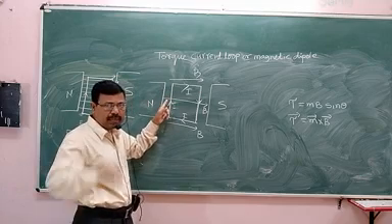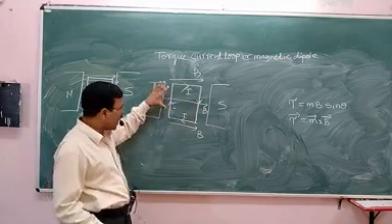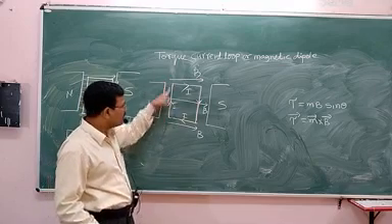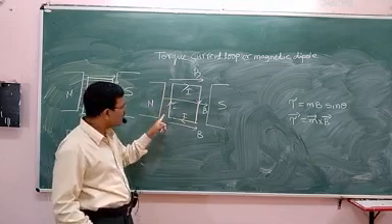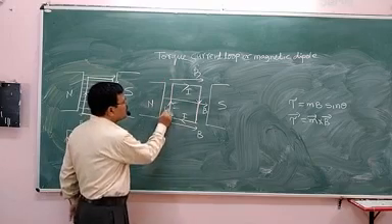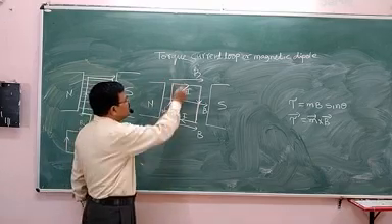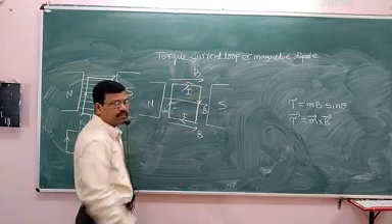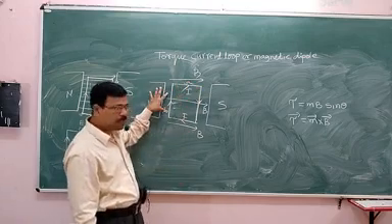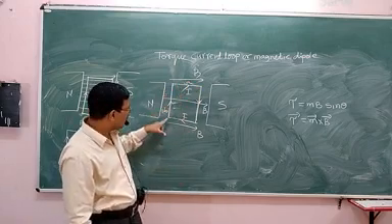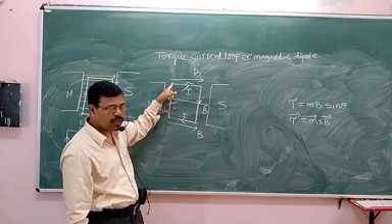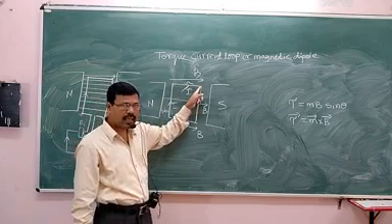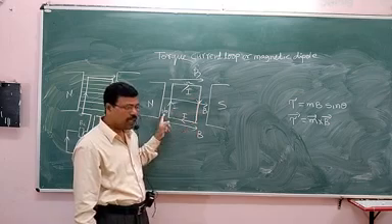B-I-L. B means the magnetic field, I means current, L means the length of this conductor. Let us take the length of this conductor as B and the length of this conductor as A. A and B are two lengths. The length of this one is B, the length of this one is A. Again it is B, A.